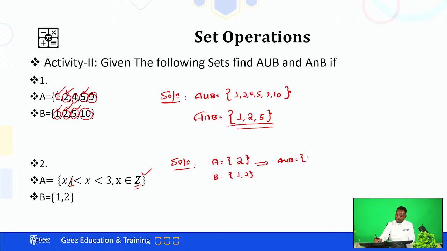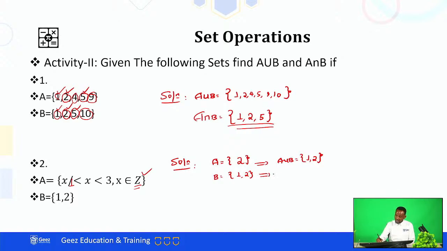A union B has elements either in A or in B. It is the set of all possible elements, and if an element is already in the set, then you have to write it one time, without redundancy.